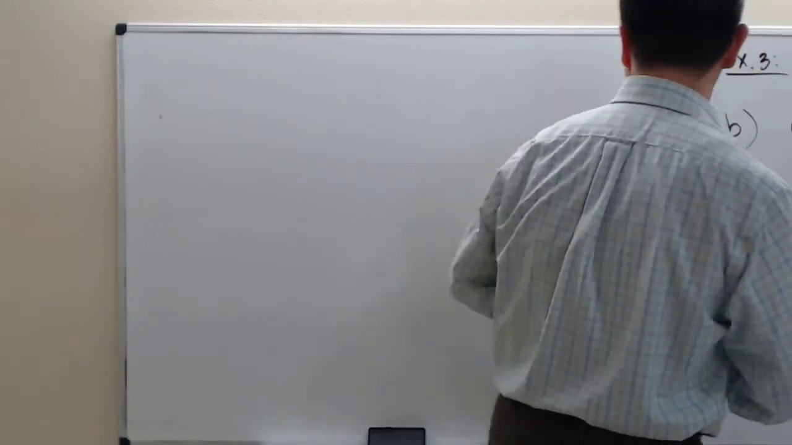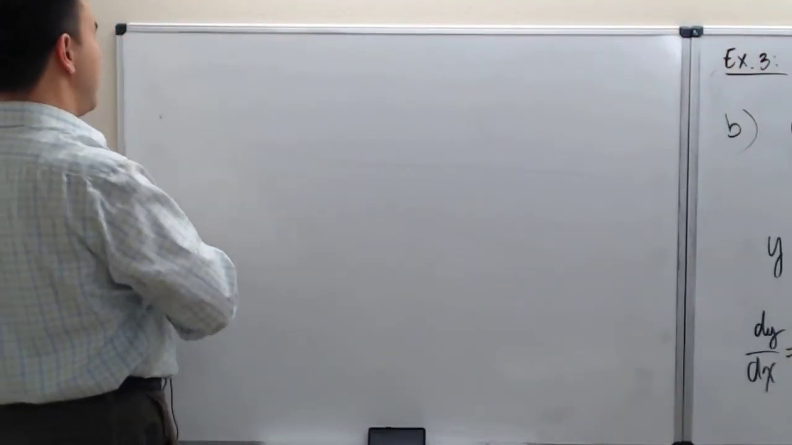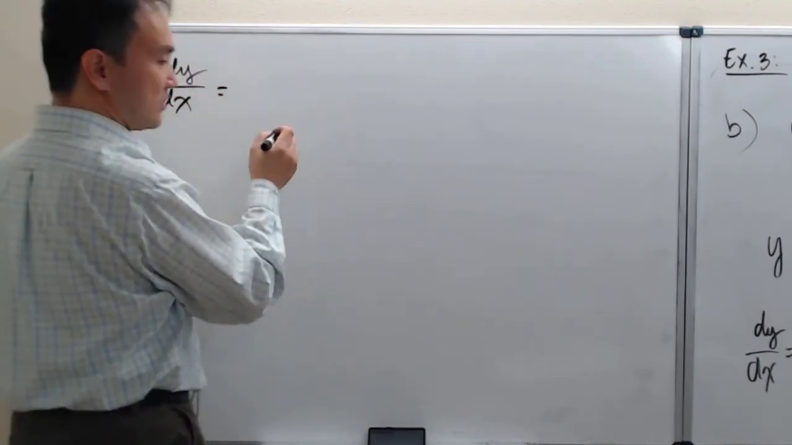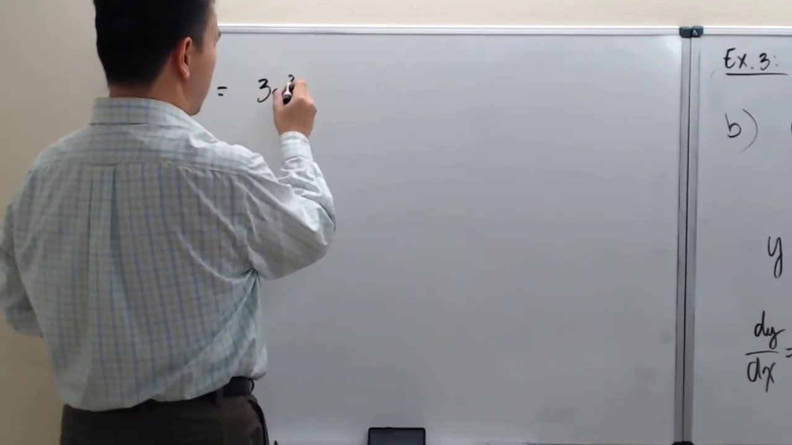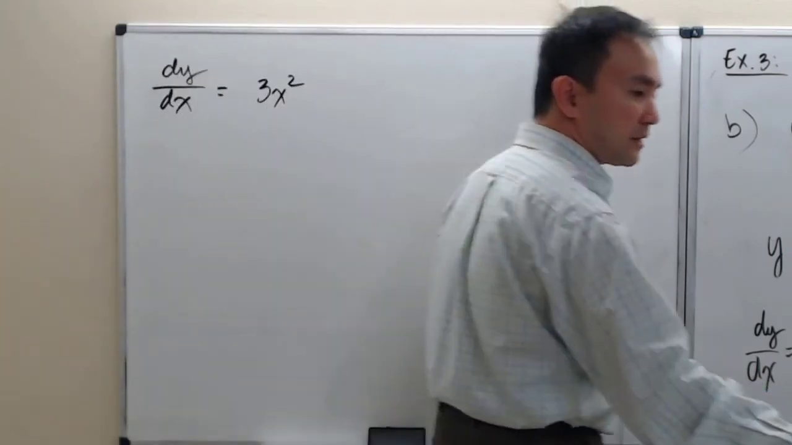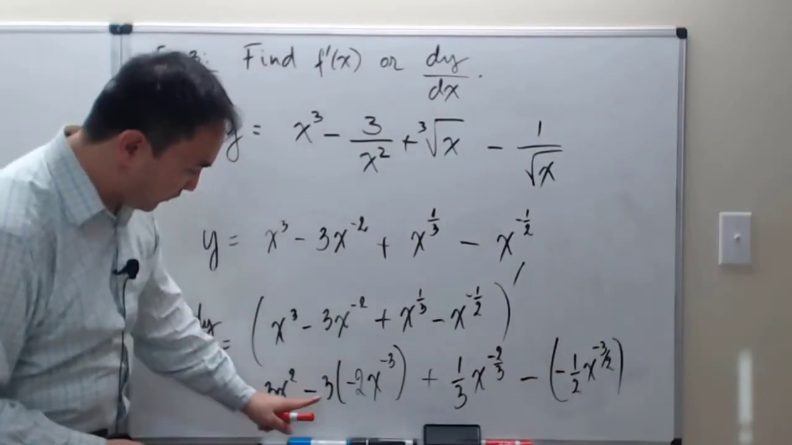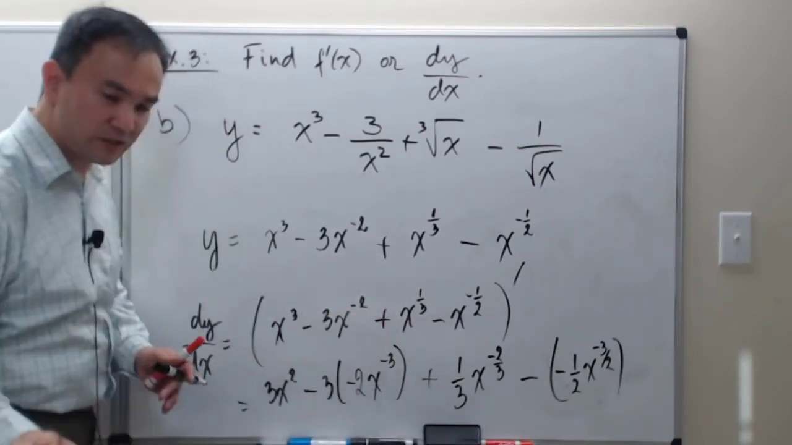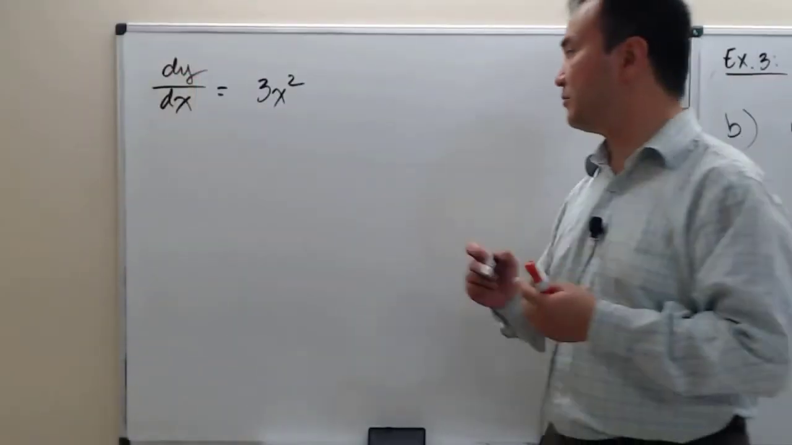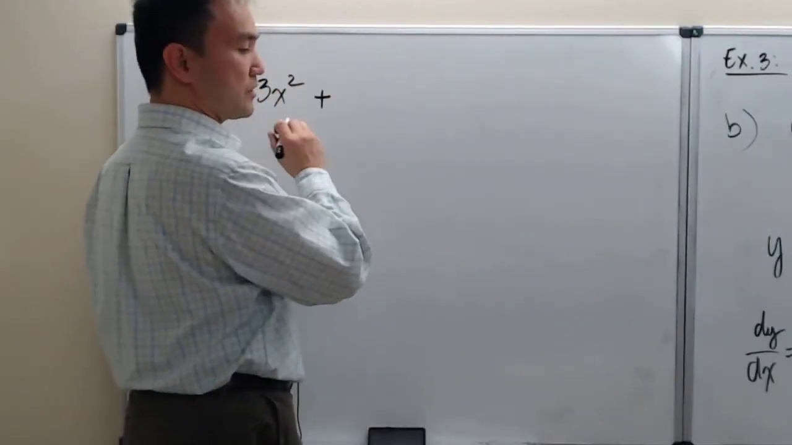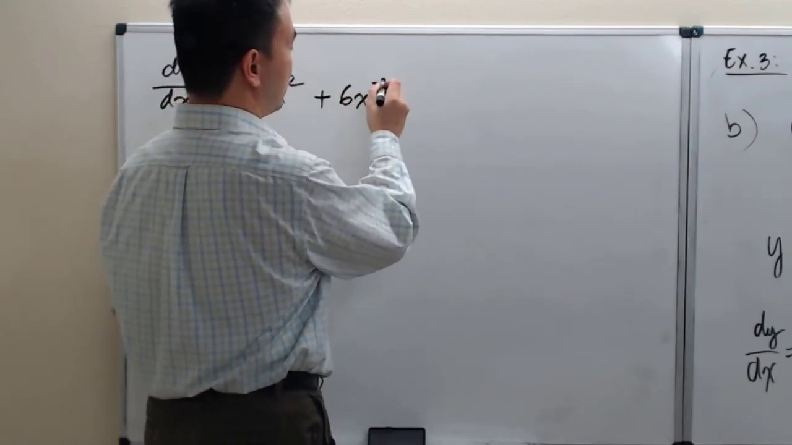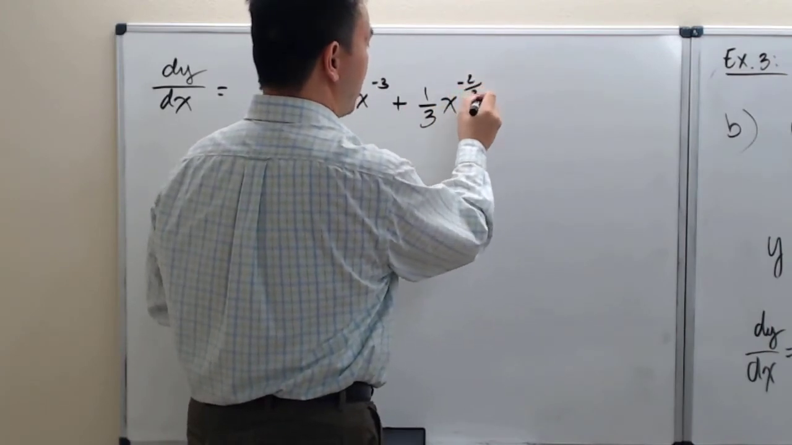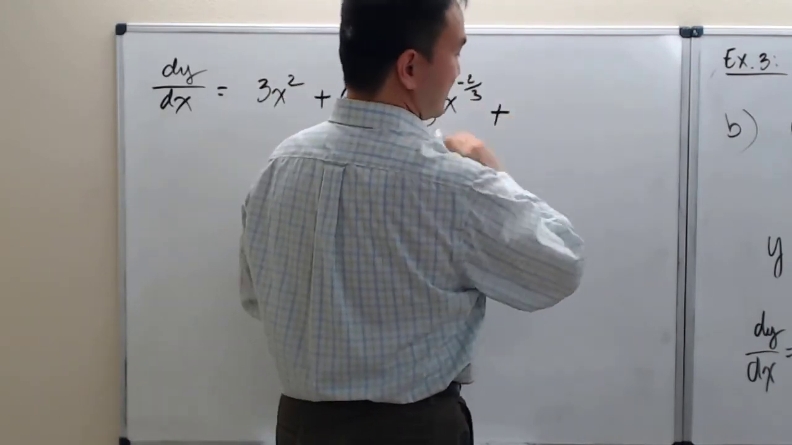All right, so in my other board right there, the final answer now is going to be, so our final dy dx equals, so 3x squared is the first term, easy to understand. So a little bit back on the other board right here, so right here is minus 3, but times negative 2x to the negative 3rd power. And so that means we're going to now switch sign to positive 6x to the negative 3 power plus 1/3 x to the negative 2/3 power, okay, and plus, okay, just like that.